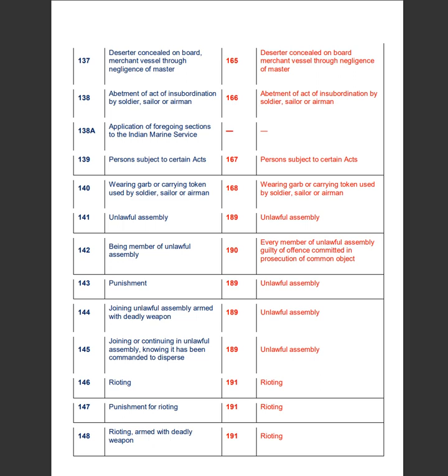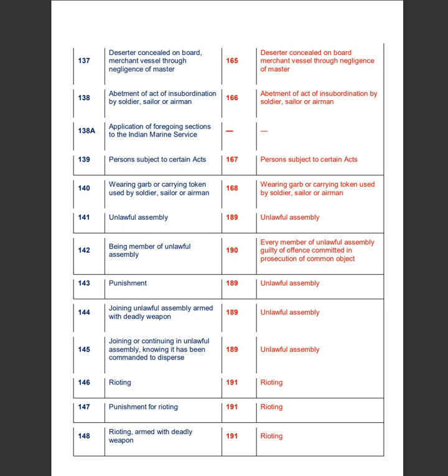Section 138 of the IPC deals with abatement of act of insubordination by soldier, sailor or airman, whereas Section 166 of the BNS deals with abatement of act of insubordination by soldier, sailor or airman. Section 138A of the IPC deals with application of foregoing sections to the Indian Marine Service.